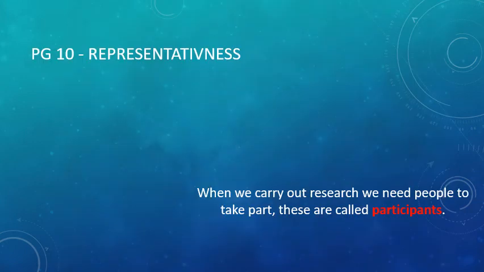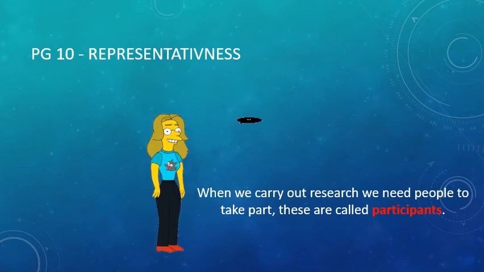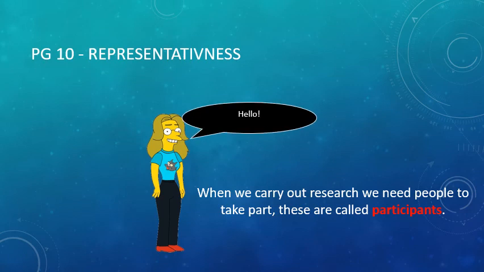Okay, we're very nearly there. Our penultimate letter in PERVERT, the second R, is for representativeness, and on page 10 there is a bit more space for this as well. So the whole point here is when we carry out research, we need people. We need people to take part, and they're called our participants.